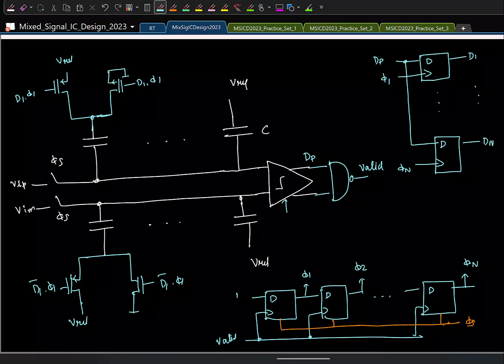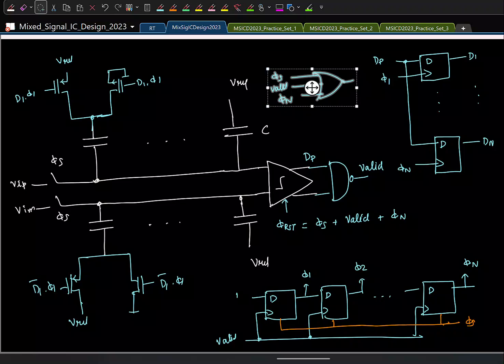So one last thing is the reset for the comparator. Now we reset the comparator when we sample it, or when the valid is high, and when the nth clock is high. So we need a 3-input OR gate. So phi s, valid, and phi n. So this will generate the reset signal. So this is the overall thing, and this is one way in which you can have the asynchronous logic.